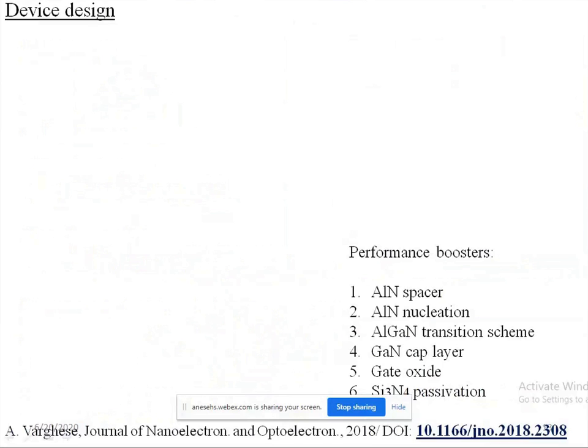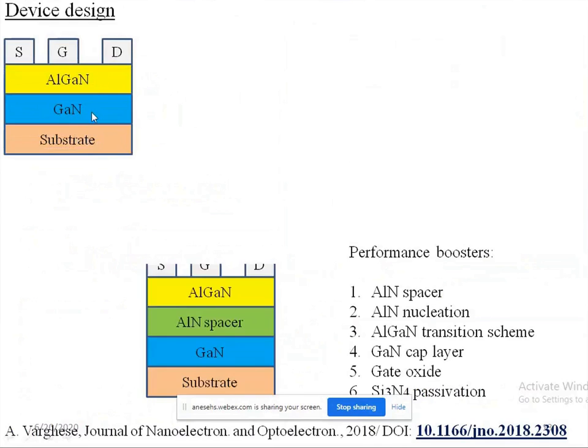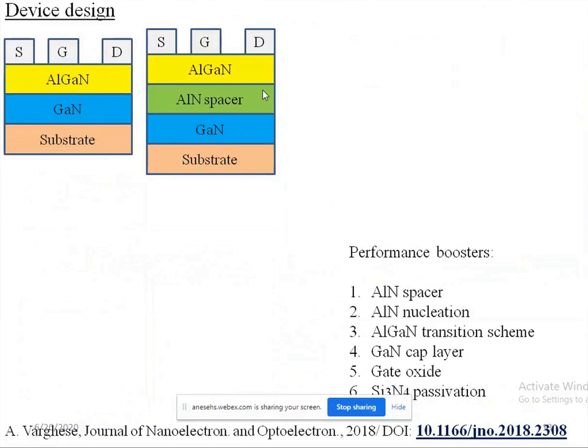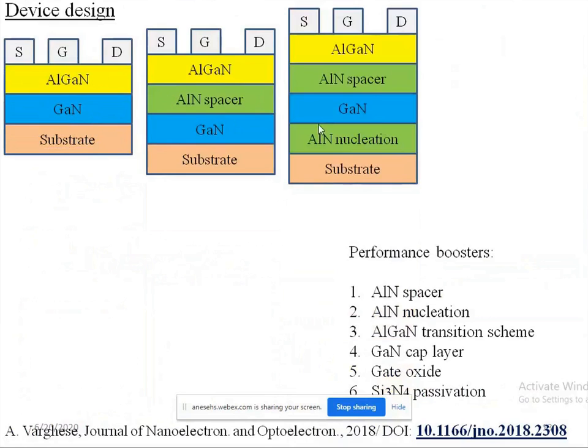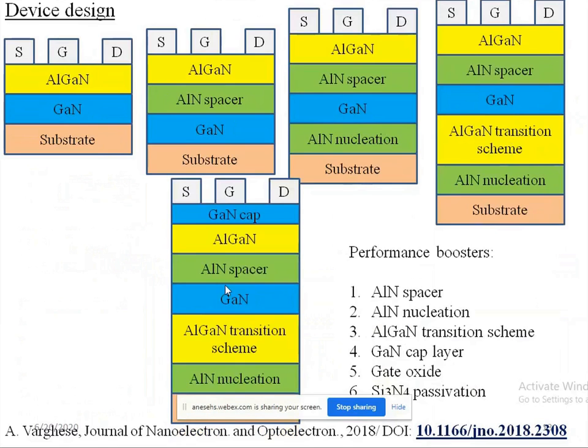So now I'll summarize the different device designs that I've used. I'll not be explaining why and how this affected the performance of the device. This is what I began with: I used GaN and AlGaN on a substrate. Then I included an aluminum nitride spacer layer into it. Then I included an aluminum nitride nucleation layer. Then I used an aluminum gallium nitride transition scheme. This is again for the lattice mismatch reduction. Then I added a GaN cap layer of about 2 nanometers onto the surface.